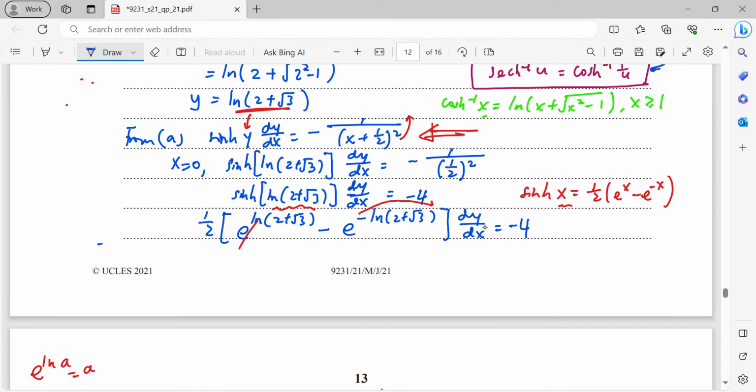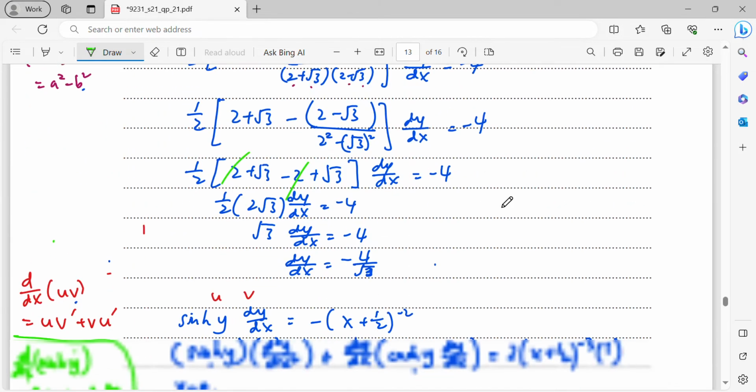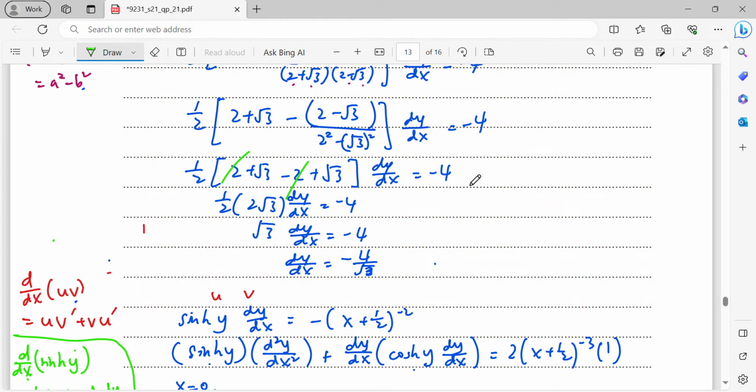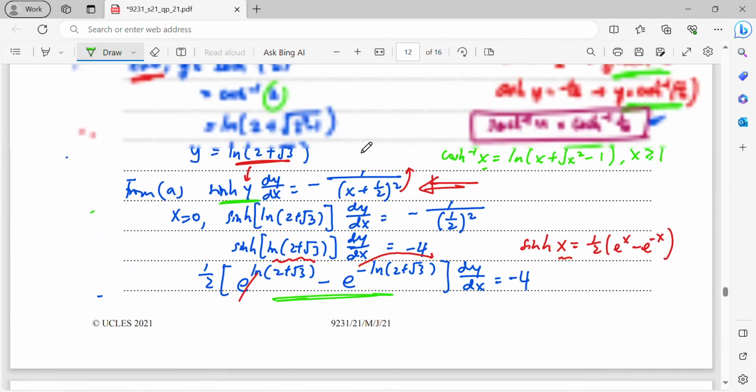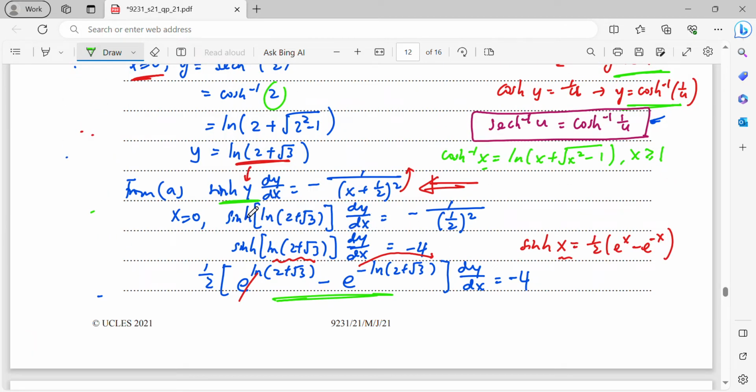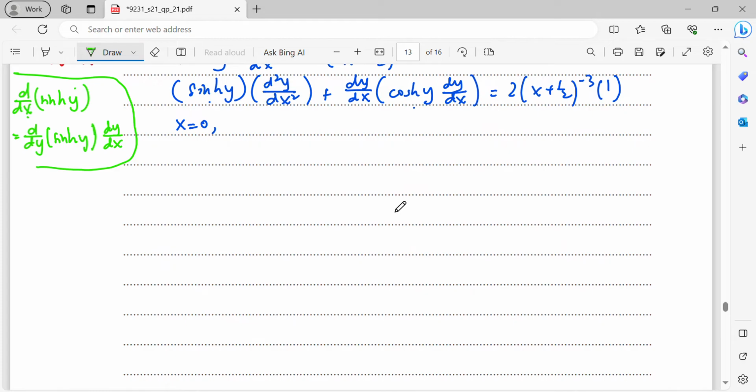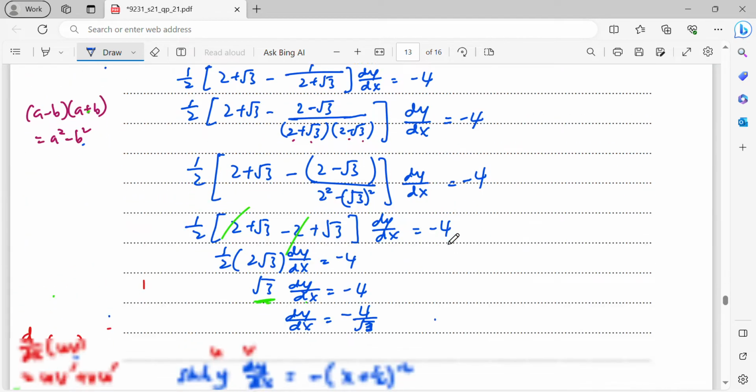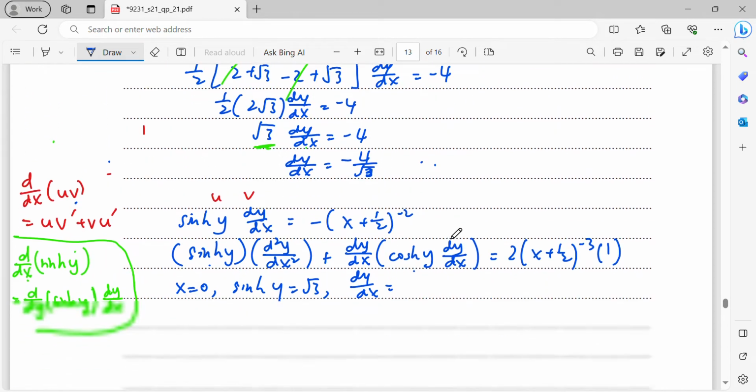Okay, for your information, look at this. This is sine y. So it means all these terms will be the sine y. And then at last, I'm getting this, isn't it? This is square root 3 dy/dx. Means the coefficient for the dy/dx on the left hand side will be the sine y. So now I will write down the result first. So when x equals 0, my sine y is square root 3. And then my dy/dx equals negative 4 over square root 3.